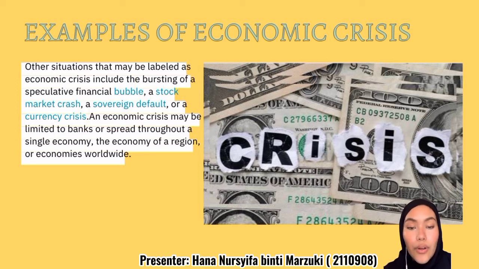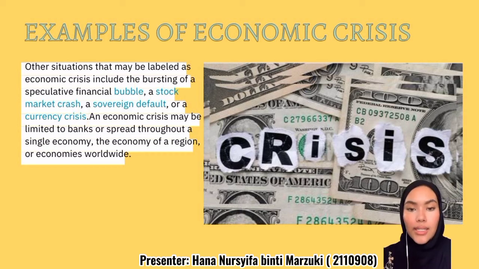Next is a sovereign default. A sovereign default is when a government fails or refuses to pay its debt. So what happens? This can lead to an economic crisis when investors start pulling their investments out of that country. A currency crisis occurs when there is serious doubt about whether a country's central bank has sufficient foreign exchange reserves to maintain the country's fixed exchange rate.